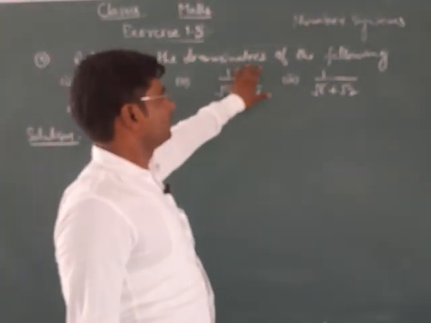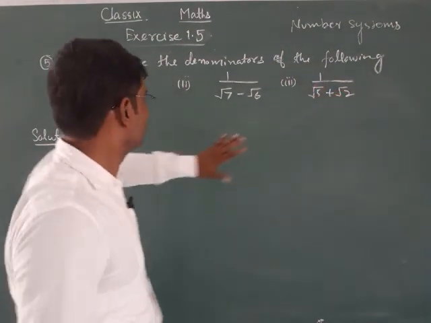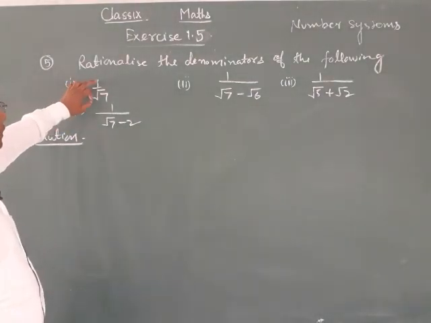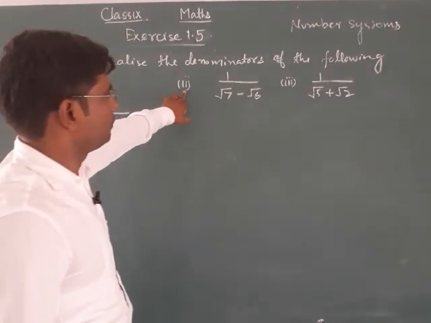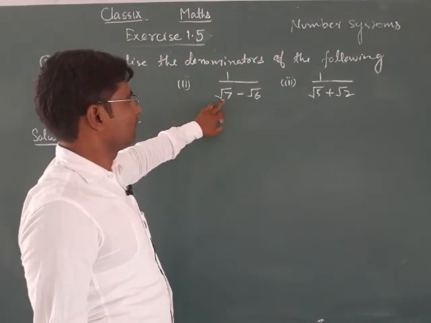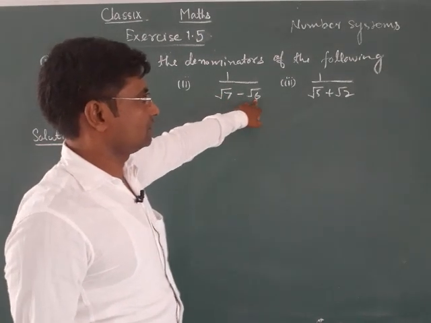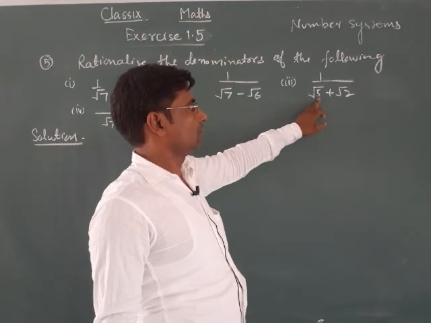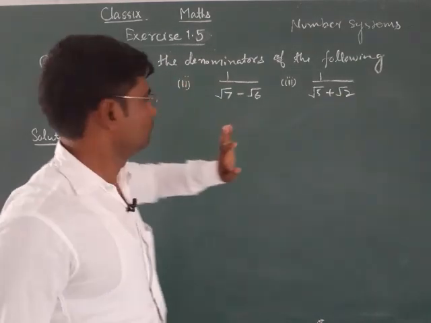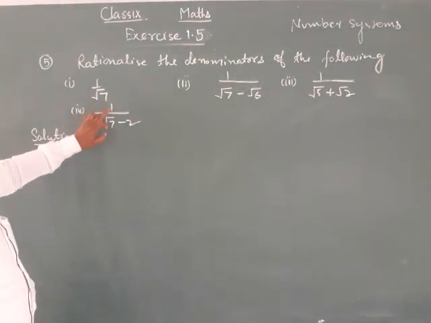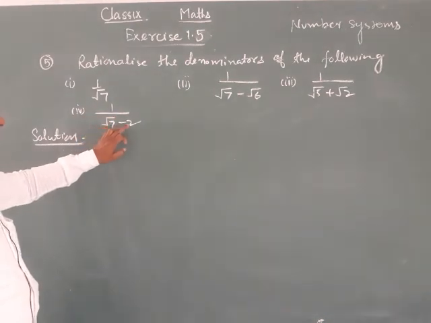I will solve the remaining questions of exercise 1.5 in number system. Question number 5. Rationalize the denominator of the following. First part, 1 upon root 7. Second part, 1 upon root 7 minus root 6. Third part, 1 upon root 5 plus root 2. And fourth part, 1 upon root 7 minus 2.